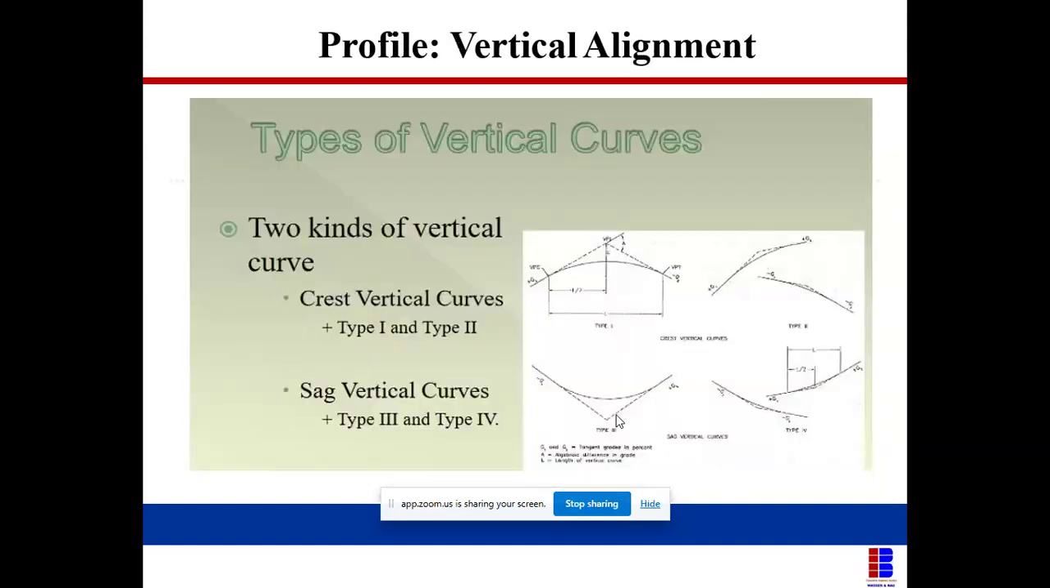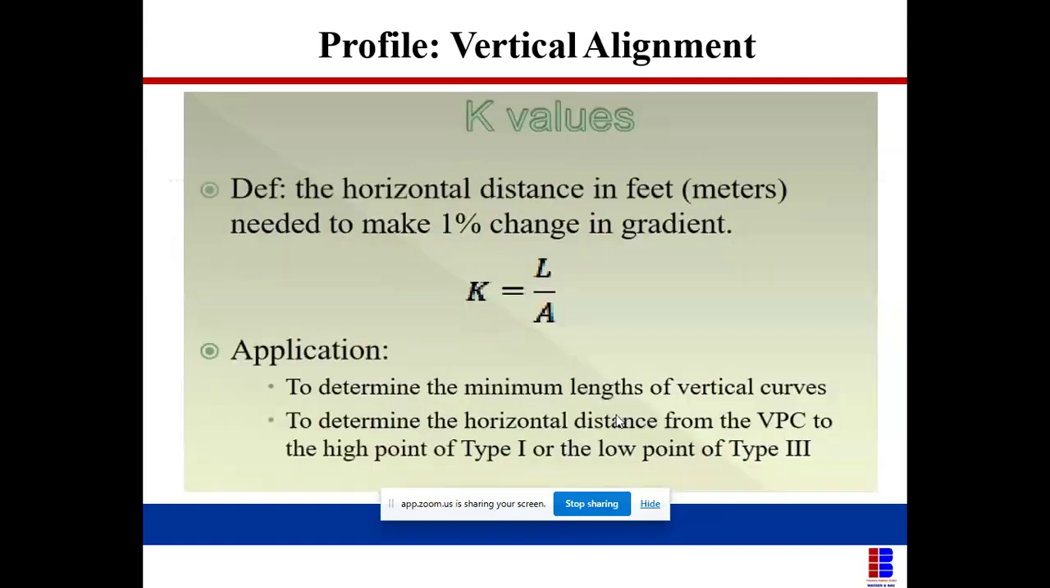So the types of vertical curves, we have the crest and the sag vertical curve. Then the K values. You can see the K values, the definition of a vertical curve. So these vertical curves are controlled by K values. Based on the Federal Highway Manual, the minimum K value for a sag and a crest curve should be 45. The K value is the length of the curve divided by A. So it should be 45.